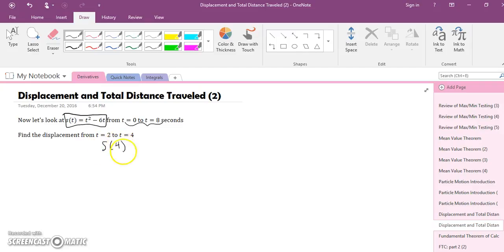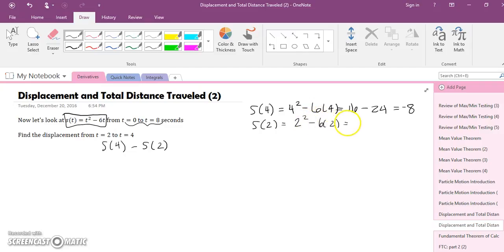So let's use our formula. Displacement's the easy one. You just take the endpoints and subtract them. Let's find S of 4. That'd be 4 squared minus 6 times 4. So 16 minus 24, negative 8. And let's find the position at 2. When it started, 2 squared minus 6 times 2, 4 minus 12, negative 8. If I subtract these, S of 4 is negative 8 minus S of 2 is negative 8, 0.